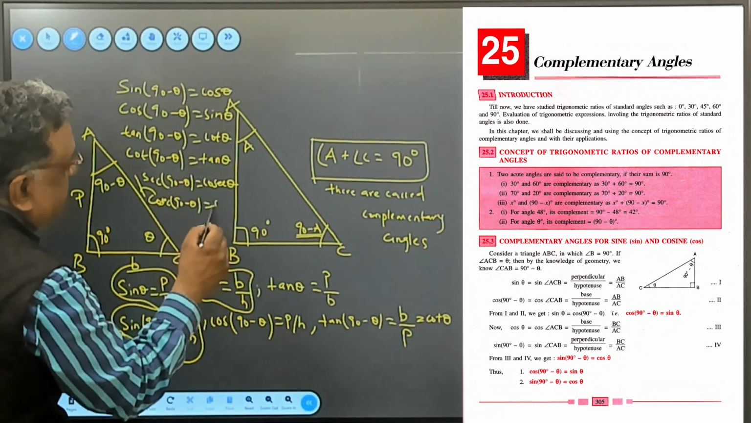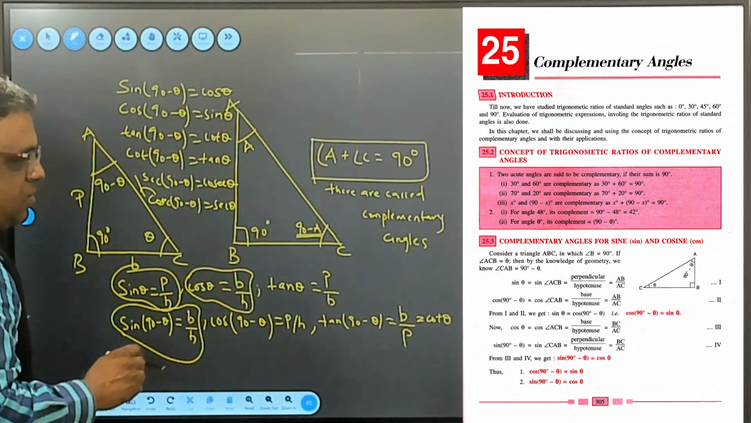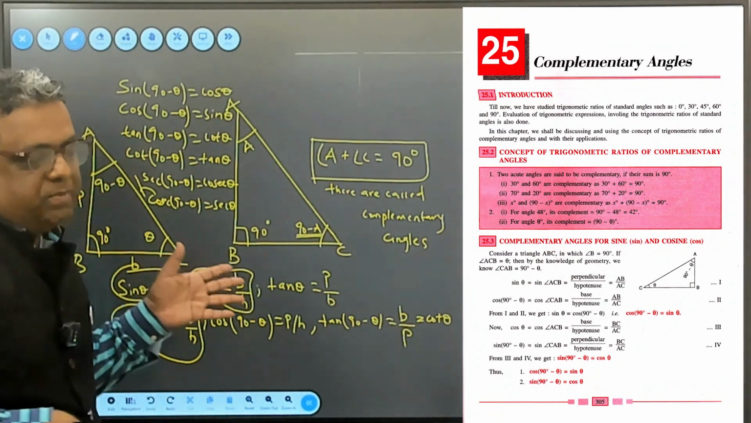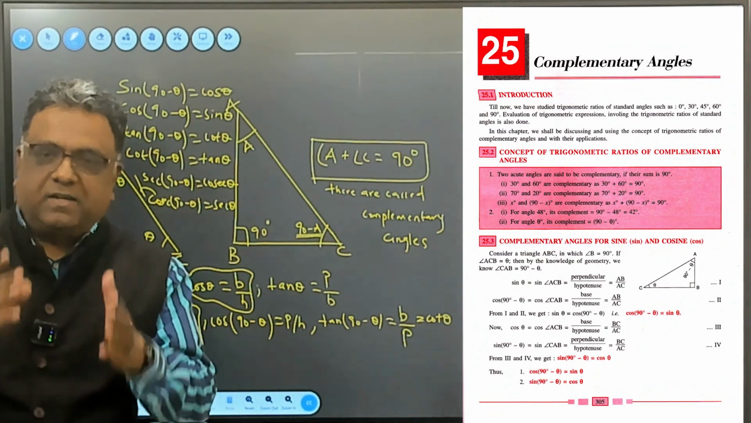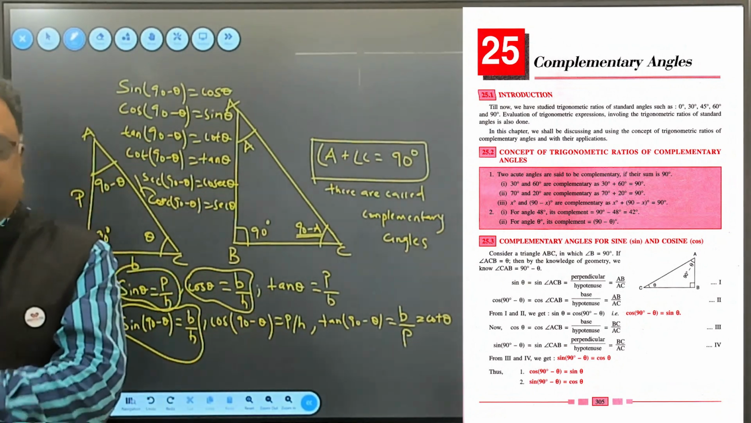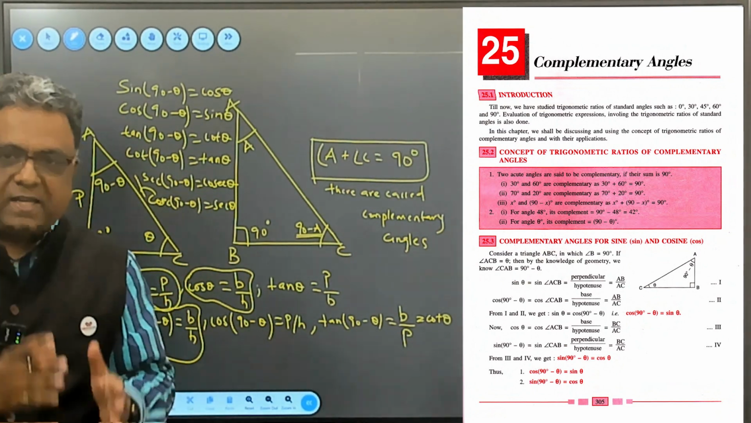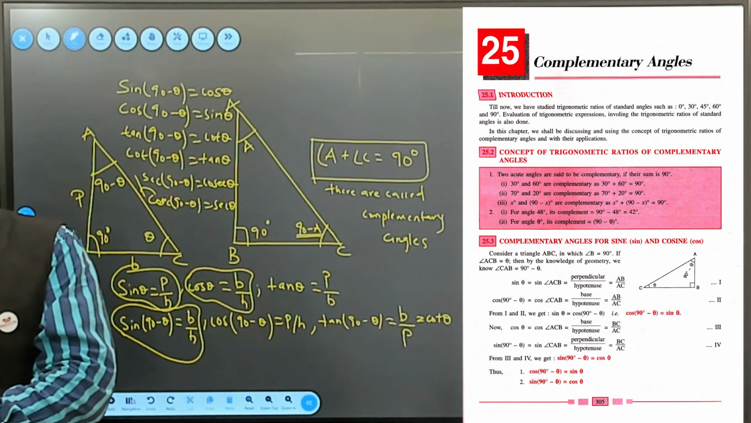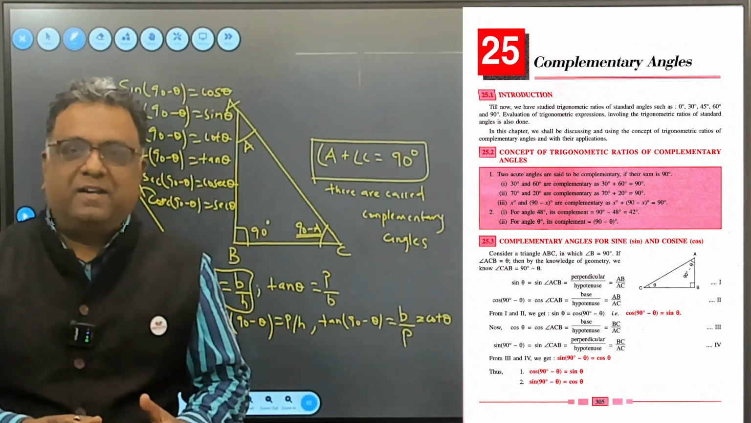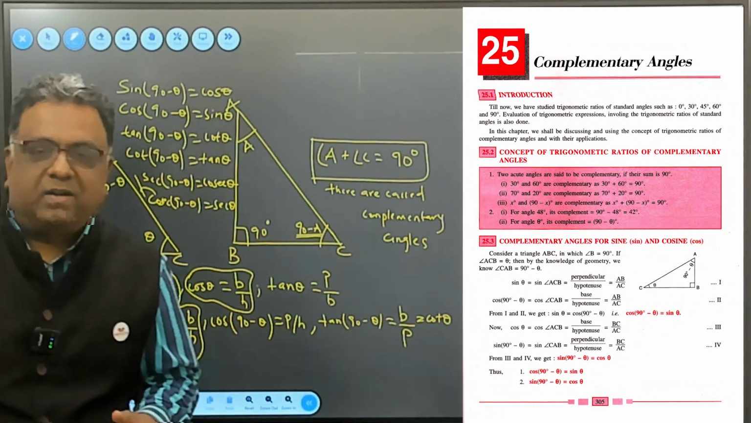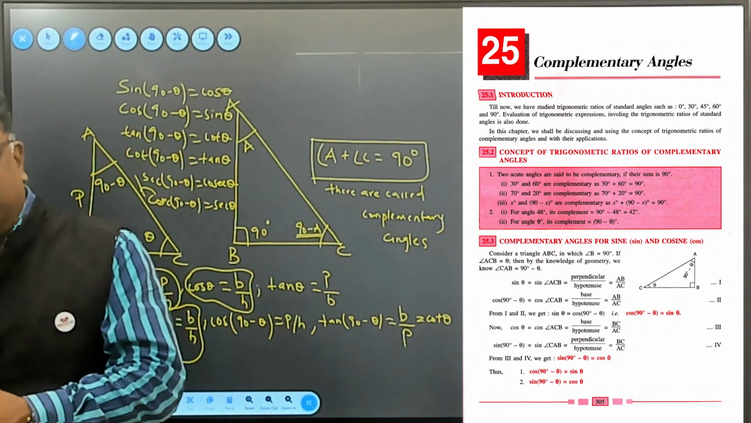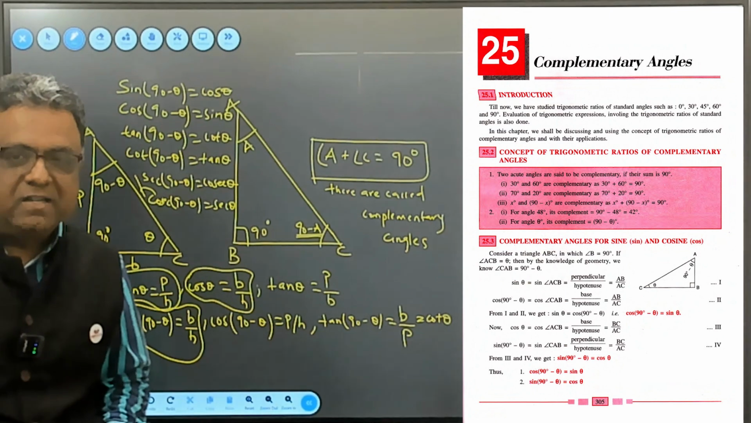This is the entire concept which we are going to use in complementary angles. If two angles are complementary, then sine 90 minus theta is always equal to cos theta. Cos 90 minus theta is always equal to sine theta. Tan 90 minus theta is always equal to cot theta. Cot 90 minus theta is always equal to tan theta. Sec 90 minus theta is always equal to cosec theta.